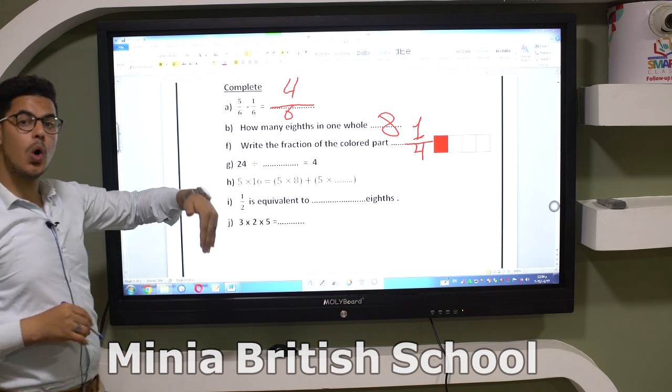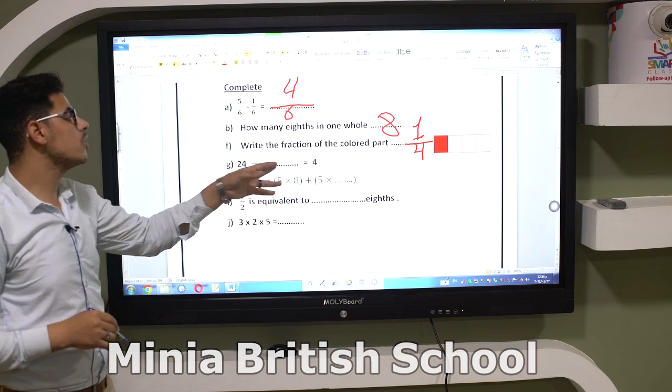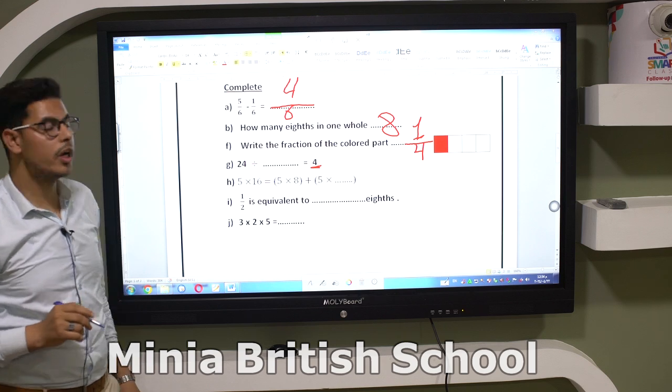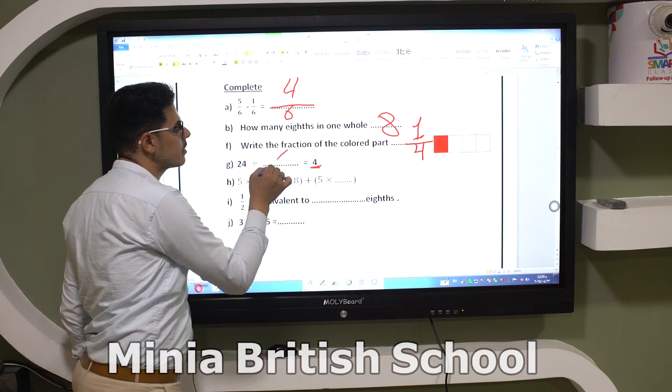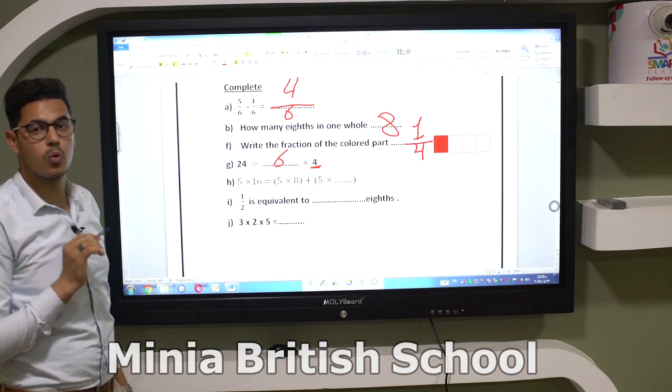The next example, 24 divided by what gives me 4? I will search for a number times 4 that gives me 24. It will be 4 times 6. So here 24 divided by 6 equals 4.